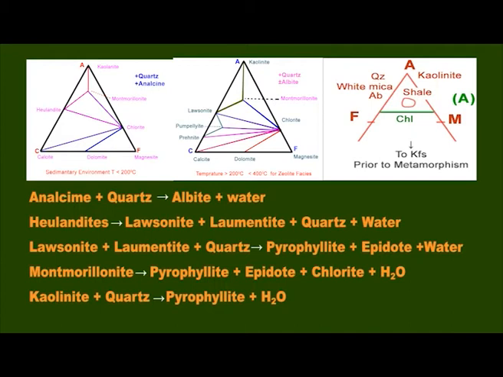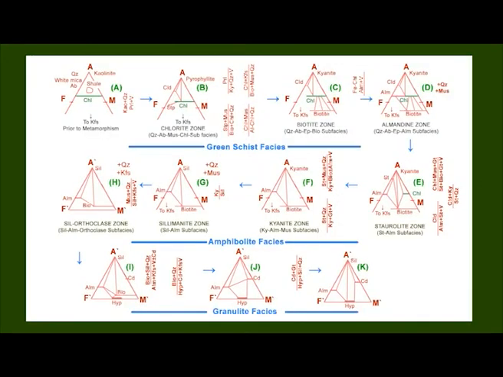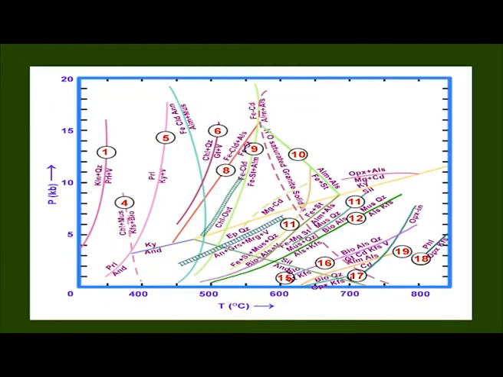Kaolinite plus quartz give rise to pyrophyllite plus water. The disappearance of lawsonite, laumontite, prehnite, pumpellyite, montmorillonite and kaolinite marks the upper limit of zeolite facies and also the lower limit of greenschist facies. Reaction number 1 occurs at 375 degrees centigrade 4 kilobar and 415 degrees centigrade 6 kilobar.